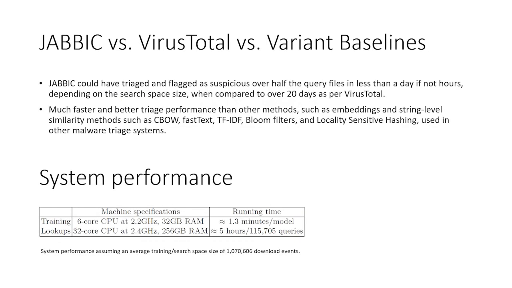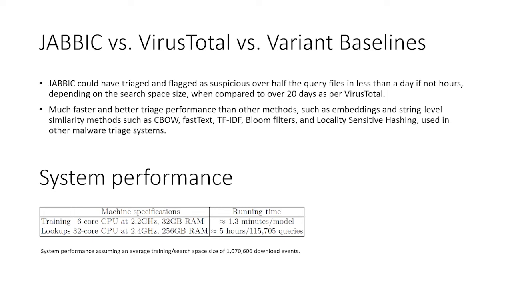We have also compared our method with VirusTotal and a number of variant baselines. So VirusTotal reports both the date when a file was submitted for the analysis and the date it was detected as malign. We find that more than half of the query files found as malicious on VirusTotal were detected over 20 days after they were submitted for scanning. So Jabbic could thus have triaged and flagged as suspicious over half of the query files in less than a day, if not hours, depending on the search space size.